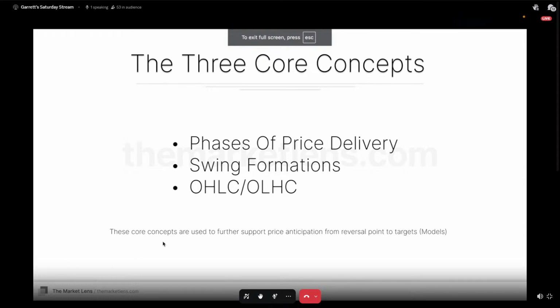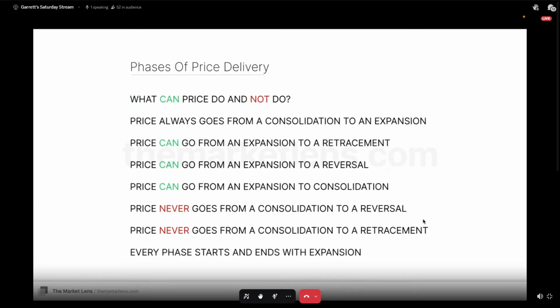Right. So these concepts are used to further support price anticipation from reversal points to targets models, right? So let's go over phases of price first. So what can price do and not do? Price always goes from consolidation to an expansion. Price can go from an expansion to a retracement. Price can go from an expansion to a reversal, and price can go from an expansion to a consolidation. Right? Price never goes from consolidation to a reversal, and price never goes from a consolidation to a retracement.